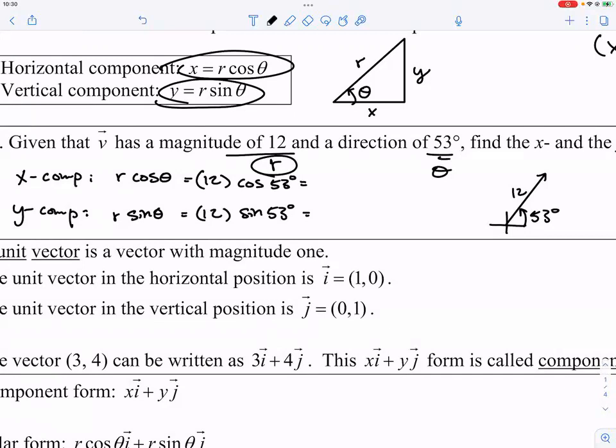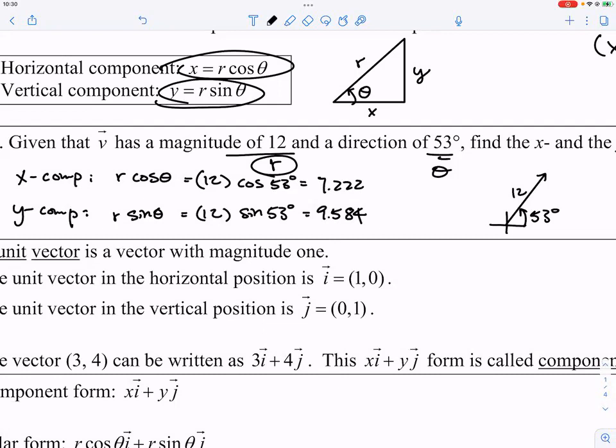Okay, so if you need a calculator, make sure you get one here. 3 decimal places. So 12 times cosine of 53 degrees, you would get 7.222. And 12 times sine of 53 degrees, you would get 9.584. Okay, so they are your x component and y component.